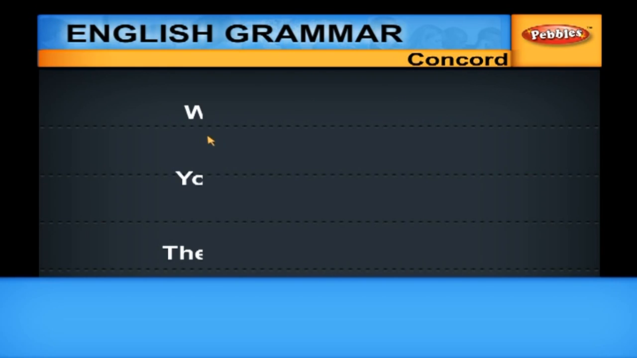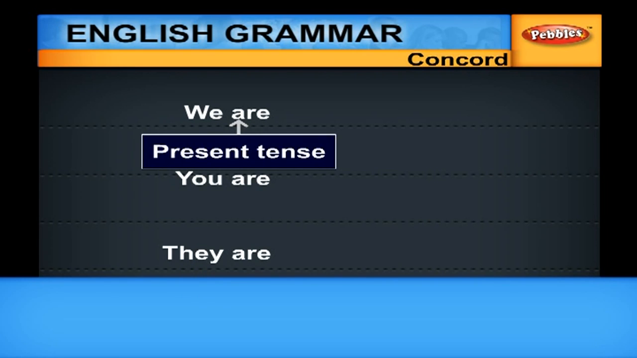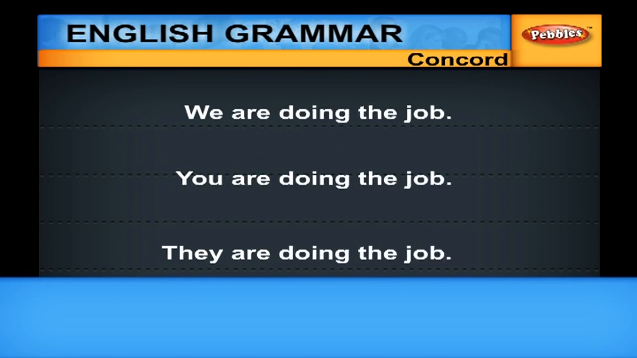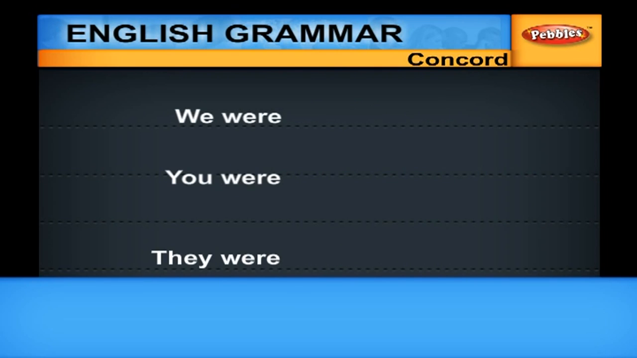The plural persons we, you, they go with are in the present tense. We are doing the job. You are doing the job. They are doing the job. Were in the past tense: we or you or they were doing the job.